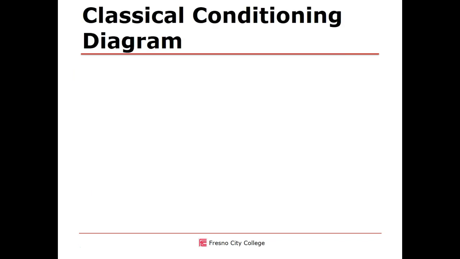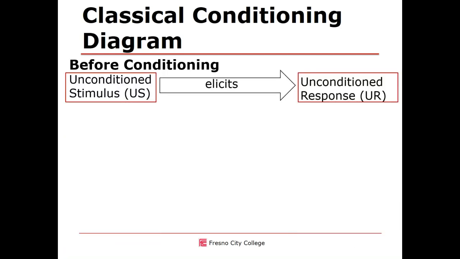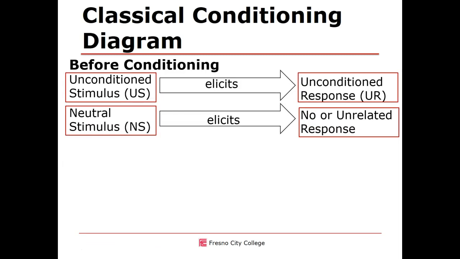It would be great if you could get really good at filling in a diagram, so let's take a quick moment to review the relationship between the US, UR, CS, and CR. Before conditioning, the unconditioned stimulus elicits the unconditioned response, but the neutral stimulus does not elicit that response.